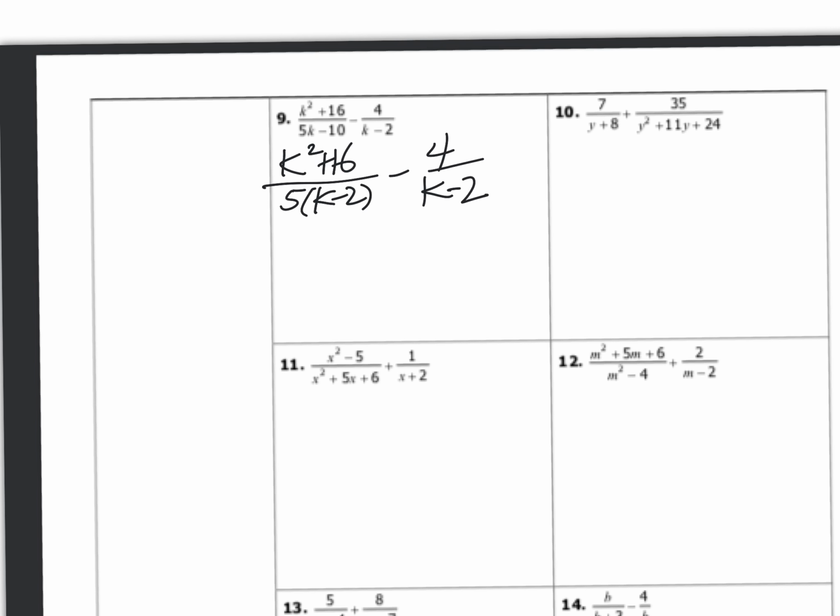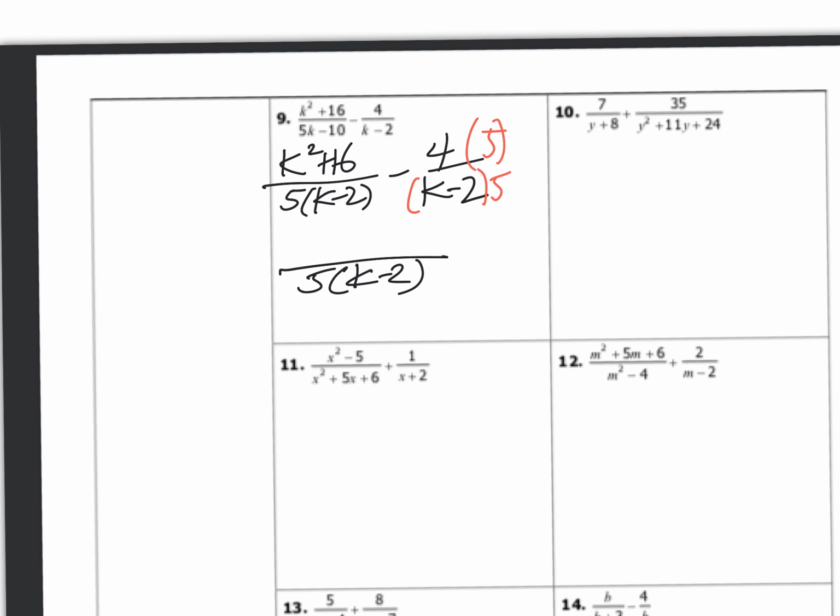So now take a second, ask yourself this question. What is the common denominator? If you said 5 times k minus 2, you would be correct. And therefore, what do we need to do to make the denominator on the right the same as the left, which was the common denominator? Yeah, just multiply by 5. So in this problem, we only have to multiply the right side by 5.